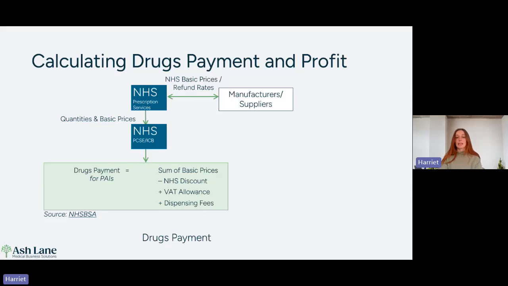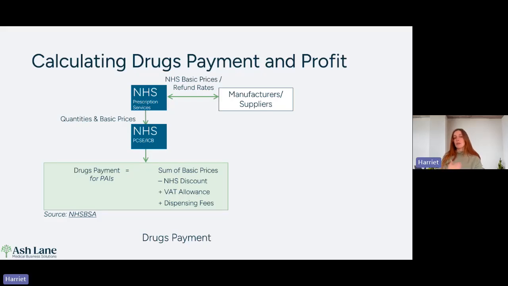So all drugs have a basic price, which is determined by the NHS drug tariff, and a discount is applied to that. It's a discount the NHS is effectively giving themselves, and it's a percentage of that basic price. It can be between 3.17 and 11.18%, and that depends on the total sum of the basic price you are claiming in that month. So if you have a higher basic price that you're claiming, the discount applied would be at the higher end, so more like 11.18%.